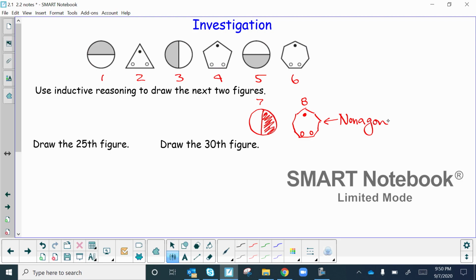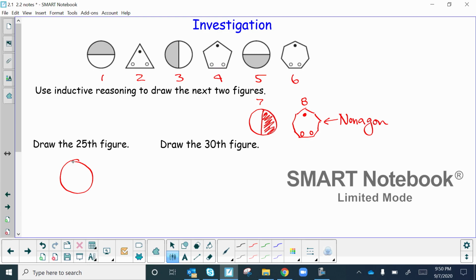So the 25th is an odd number, so we know that that's going to be a circle. We just don't know where it's going to be shaded. And then obviously when we draw the 30th, that's an even, so it's going to be a polygon. What type of polygon? Probably one that we can't draw, so we're just going to name what type of polygon it would be.